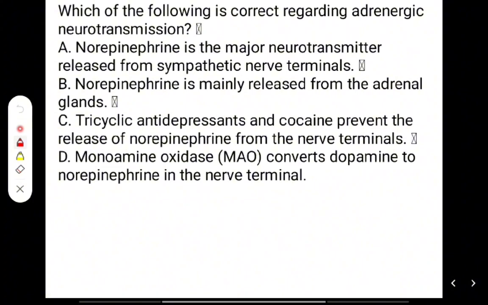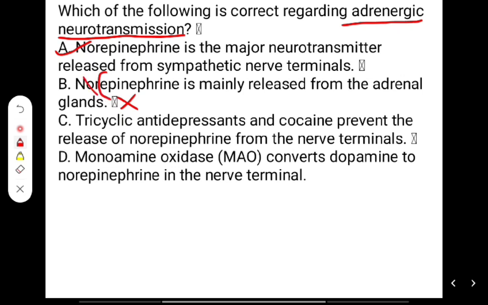Now first, which of the following is correct regarding adrenergic neurotransmission? How does it occur? Norepinephrine is the major neurotransmitter released from sympathetic nerve terminals. Yes, it is the major neurotransmitter. Norepinephrine is mainly released from adrenal gland. No, epinephrine is released, not norepinephrine.